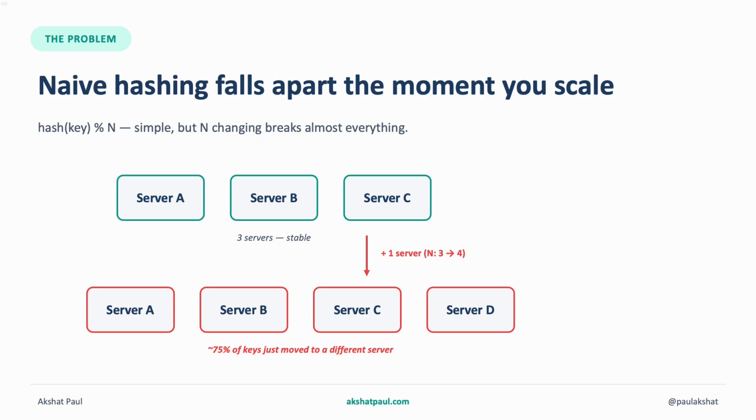Here's the problem. The moment n changes, say you go from 3 servers to 4, that modulo operation produces a completely different result for almost every key. Watch this. With mod n hashing, adding just one server can remap something like 75% of your keys. Think about what that actually means in production. Massive cache invalidation, a flood of database reads, latency spikes, maybe even downtime, all from adding one server. That's the problem consistent hashing was built to solve.